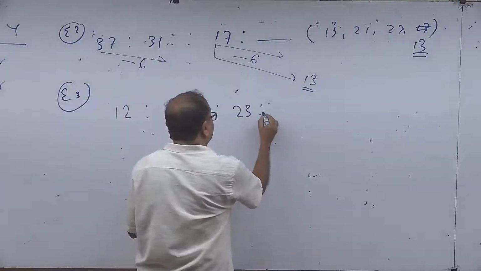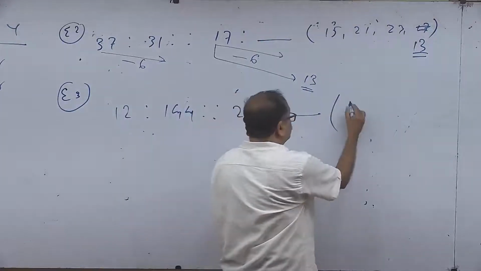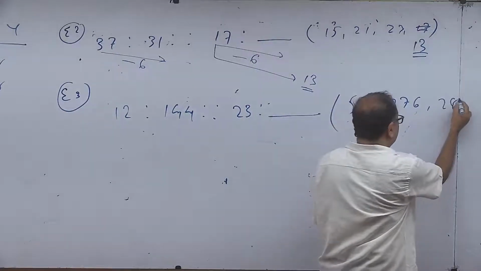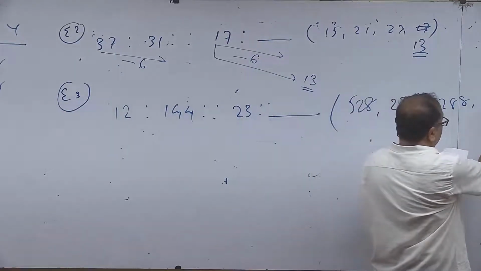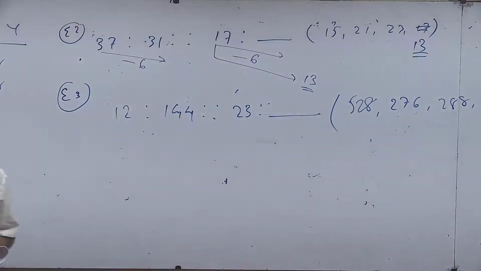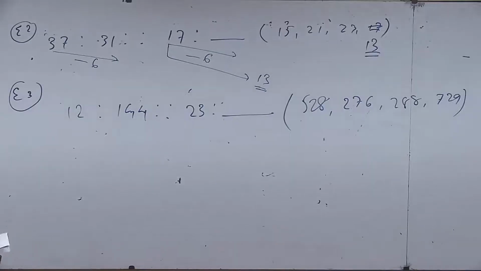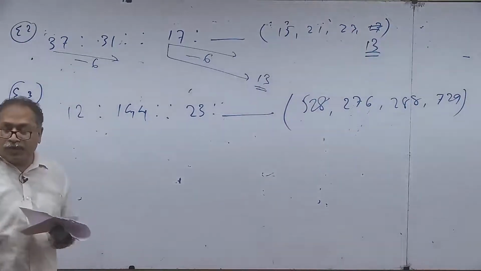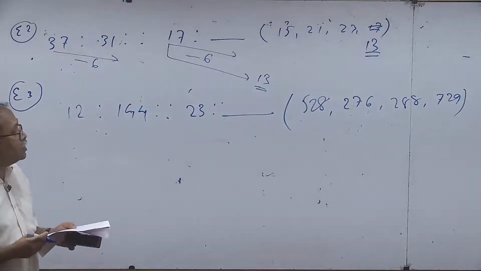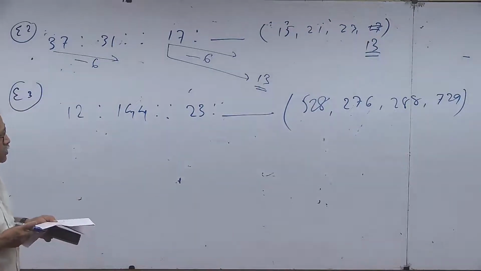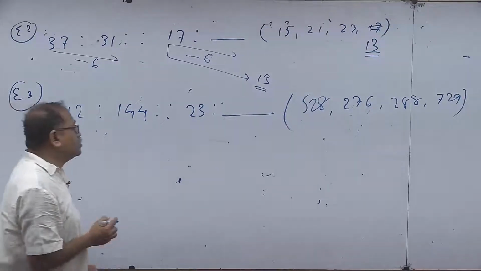So in the same way, let's come to example 3: if 12 is written as 144, then how will you write 23 with the same logic? And your options are 528, 276, 288 and 729. So, if I don't put the options, my friend will say that okay, 12 square. So, therefore, 23 square, 529, should be the answer. But 529 is not there. 276 is there in the option choices.